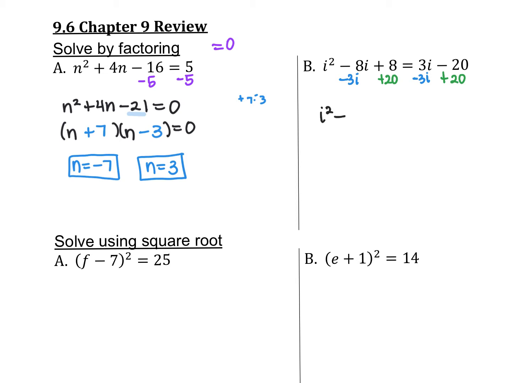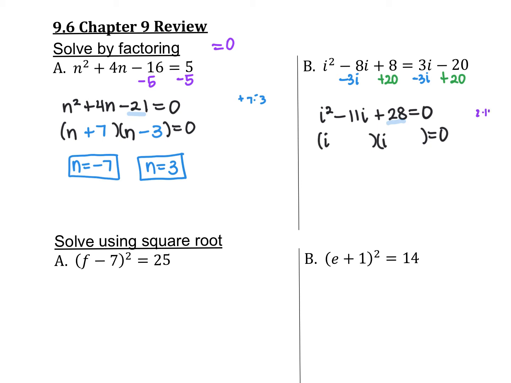Negative 8i minus 3i is negative 11i. 8 plus 20 is 28. Now it equals 0, so I can go ahead and factor it. i squared is i times i. Okay, and again, just look at the last term because that's what we focus on. Think of what you times to get 28. You can do it in your head.